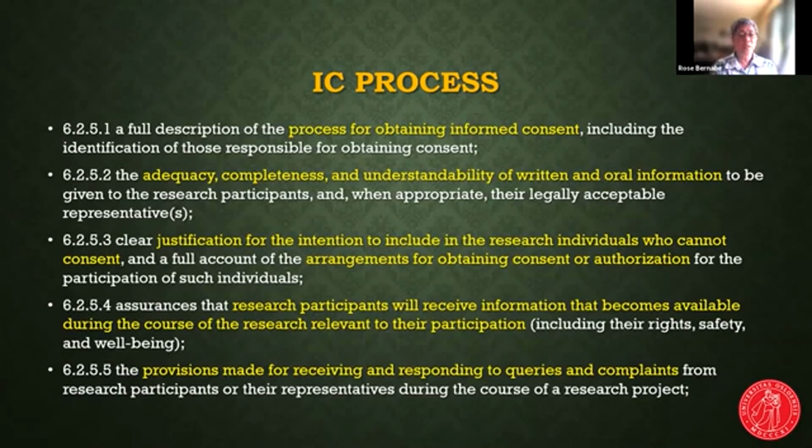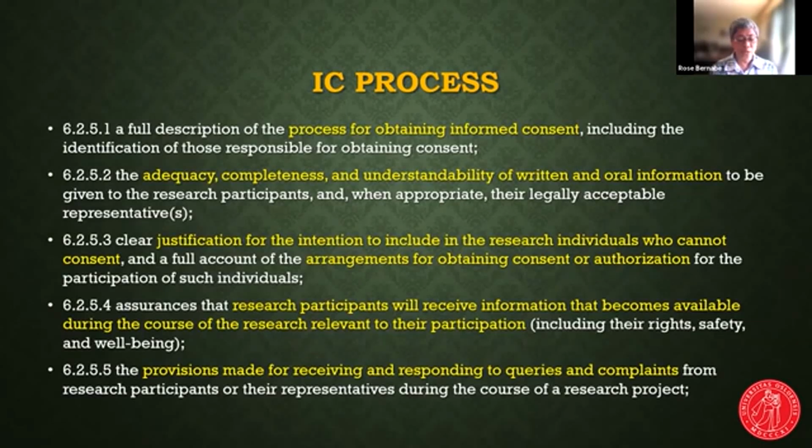Next, a research ethics committee will look into the provisions made for receiving and responding to queries and complaints. So again, the ethics committee simply needs to make sure that there are provisions and procedures in place, and these are quite easy provisions and procedures, if there are queries and complaints about the research or specific researchers, about the process, or anything that has to do with research, right?